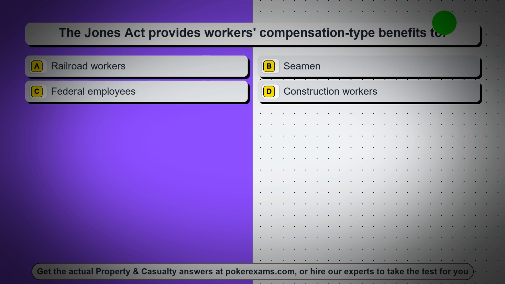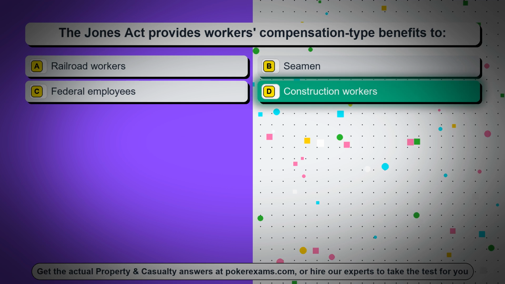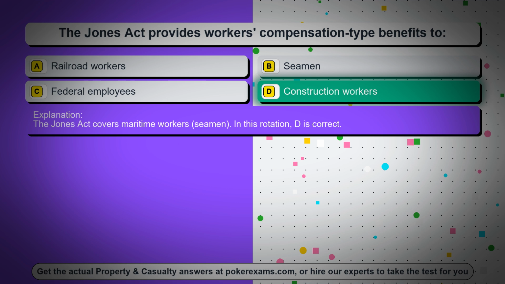Question 19. The Jones Act provides workers' compensation type benefits to option A, railroad workers. Option B, seamen. Option C, federal employees. Option D, construction workers. The correct answer is option D, construction workers. The Jones Act covers maritime workers, seamen. In this rotation, D is correct.